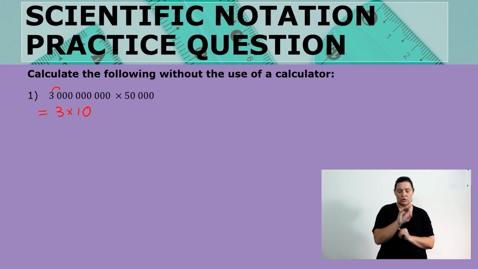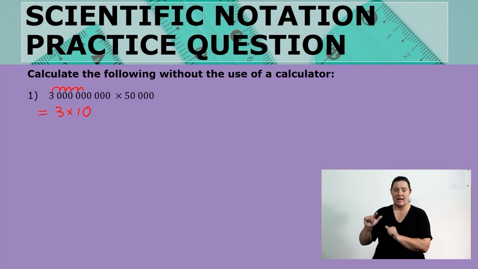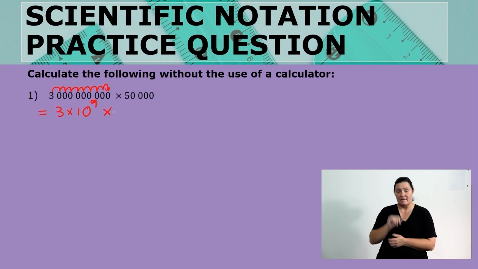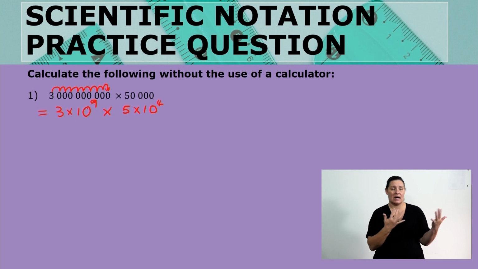So that is going to be 1, 2, 3, 4, 5, 6, 7, 8, and 9. And because we are moving to the right, it's going to be a positive 9. Now we are multiplying that with 5 multiplied by 10 to the exponent, yes, you are correct, it is to the exponent 4. So how can we calculate that easier for us?